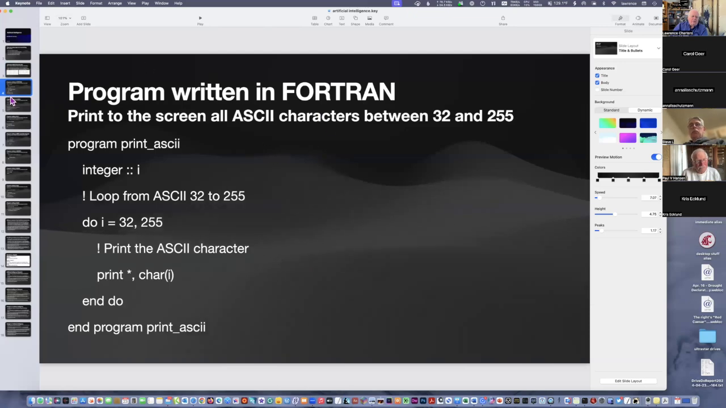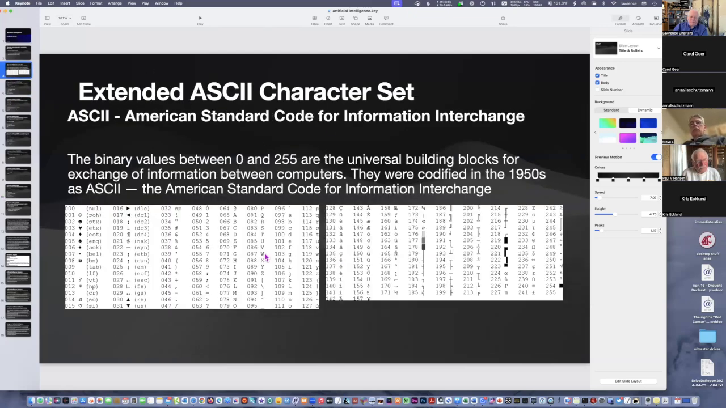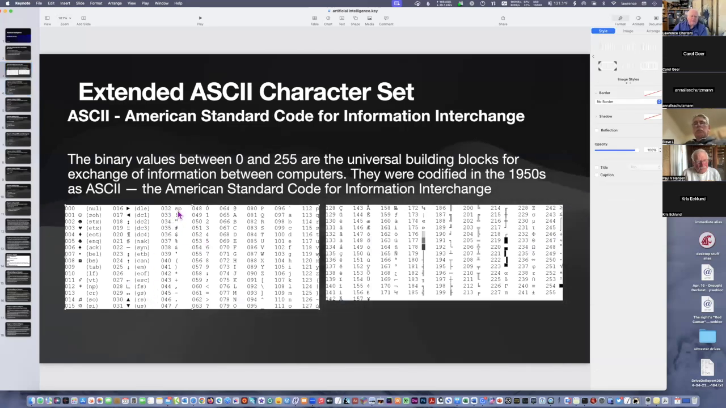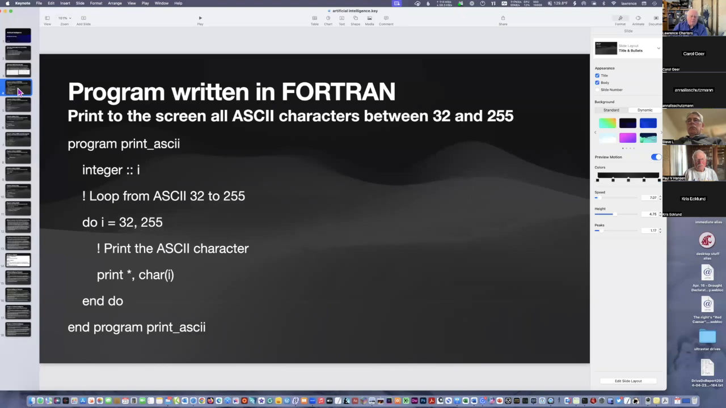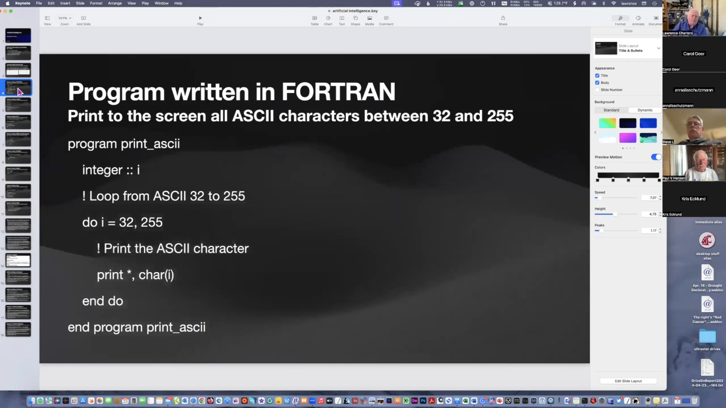That's the extended character set. It starts off at 32. Where is 32? 32 is a space. So from 32 to 255, those are the characters in the extended ASCII character set. This is a Fortran program which will print to the screen those characters from 32 to 255. You don't have to understand it at all, just that's what a Fortran program would look like to do that.